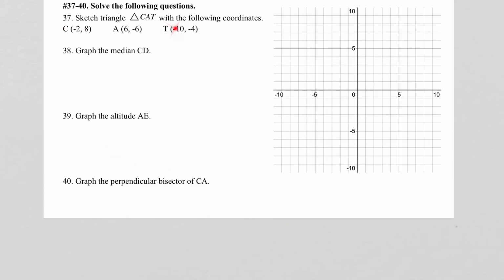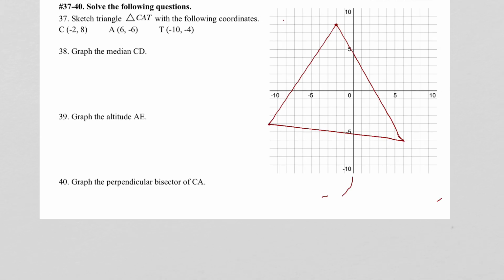Okay, take a moment to plot these points and pause the video to do that. Okay, and I forgot to label these. So negative 2, 8 is C, and then negative 6, negative 6 is A, and T. Okay, now the first thing we're going to do is graph the median of CD.